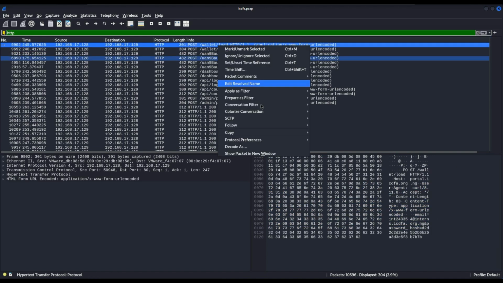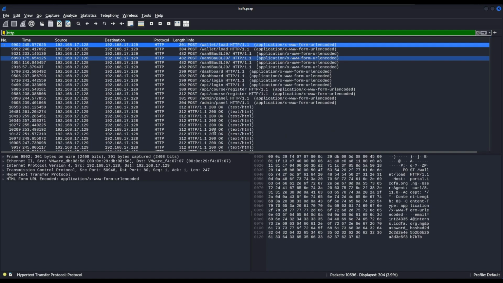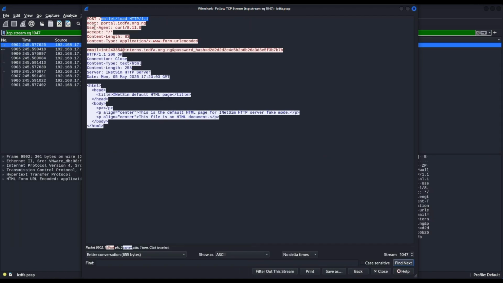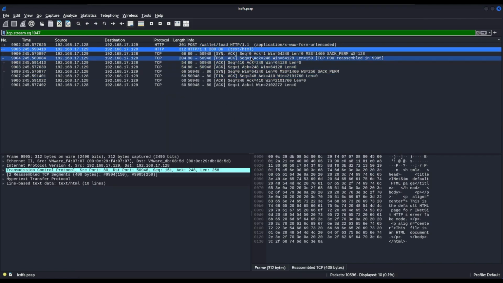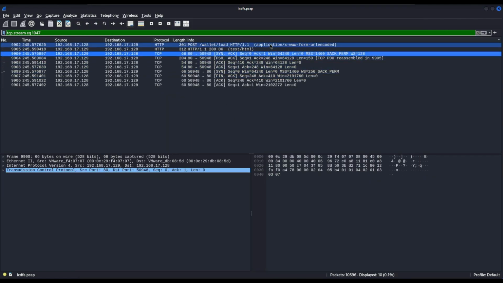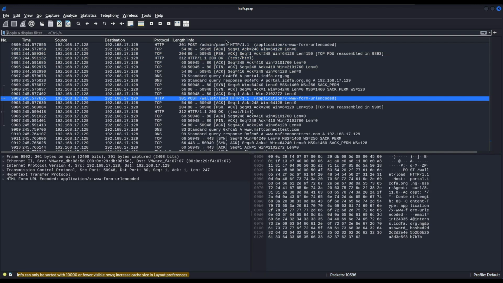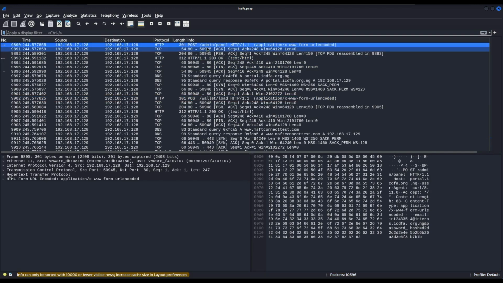Let's talk about lateral movement. Frame 6812 showed a NetBIOS broadcast issued from 192.168.17.128. This domain enumeration behavior is often used by attackers or malware to discover other systems on the network. In our case, it was likely early-stage reconnaissance.